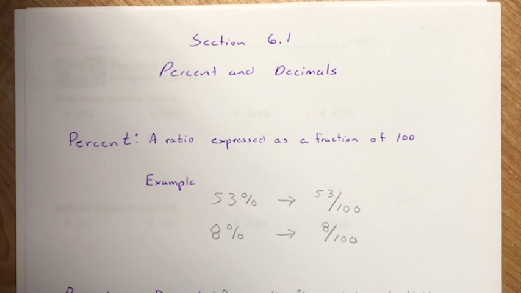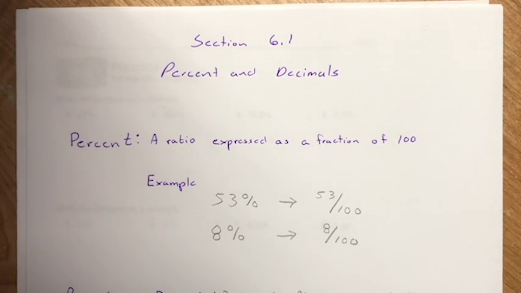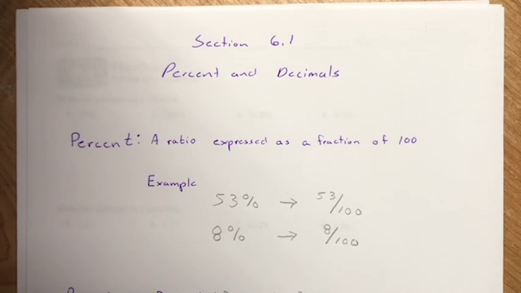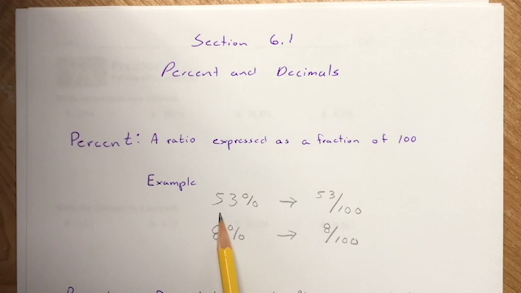In this video, section 6.1, we're going to be talking about percents and decimals. This is probably somewhat reviewed for you before, but we're just going to go through it. A percent is a ratio that is expressed generally as a fraction of 100. So you've seen stuff like this before.